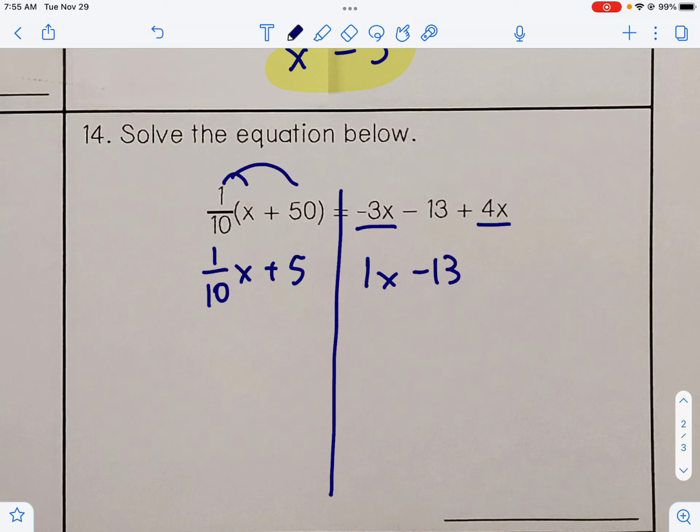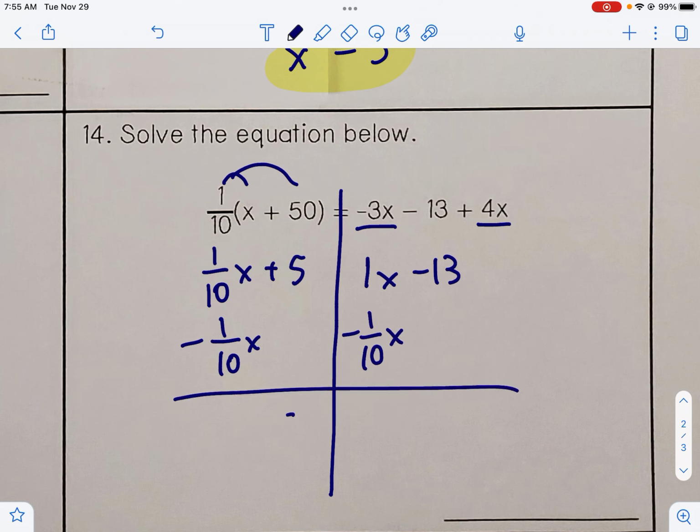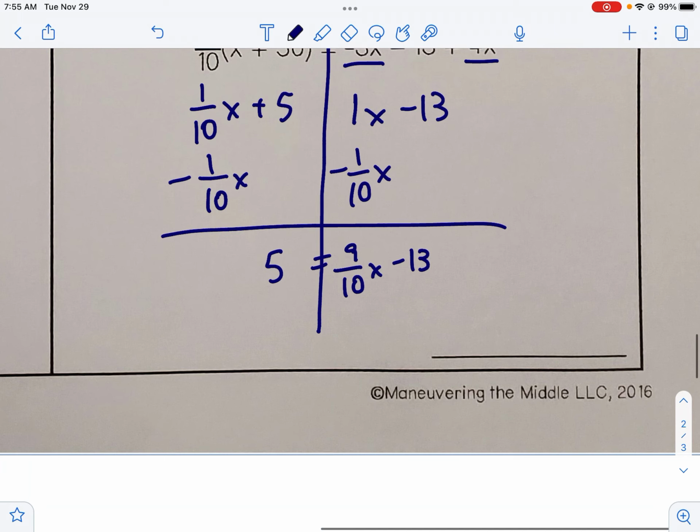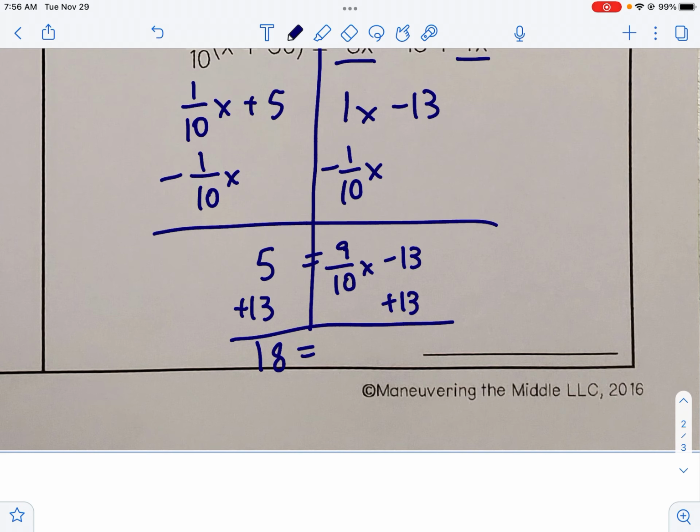And that makes 1x. After that, since there are variables on both sides, we're going to ask ourselves which one's smaller. Between 1 over 10x and 1x, well, 1 over 10x is smaller. So I'm going to subtract 1 over 10x on both sides of the equation. After I do that, I'm going to end up with 9 over 10x minus 13. To continue solving the equation, I'm going to add 13 on both sides of the equation. So I'll end up with 18 equals 9 over 10x.